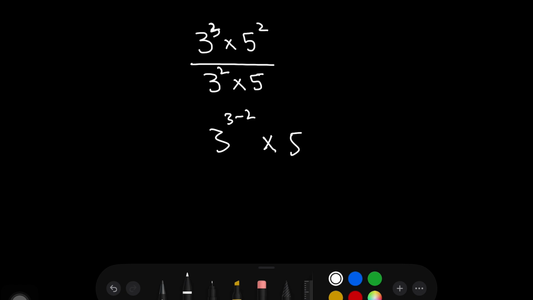Okay, so now 3 power 3 minus 2 is 3 power 1, multiply 5 power 1. So 3 multiply 5 is 15. So 15 is the final answer of this question.